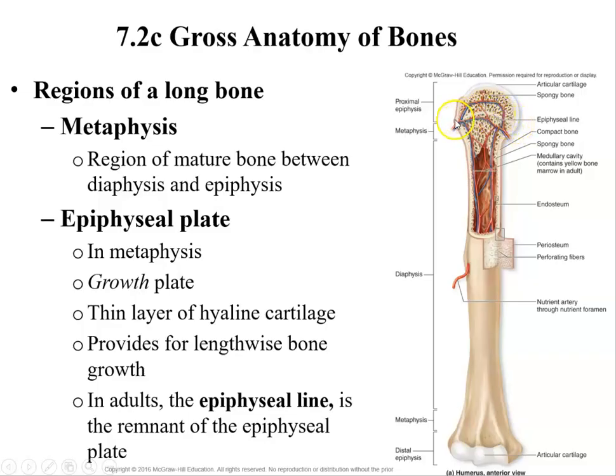This is the remnant of the epiphyseal plate because as you are growing, the epiphyseal plate provides for lengthwise bone growth. So cartilage will grow at the epiphyses and lengthen the bone. And then you will lay down hydroxyapatite and mineralize that cartilage afterwards. And then at the end of your growth, the epiphyseal plate will close up, ossify, and then it's called the epiphyseal line.